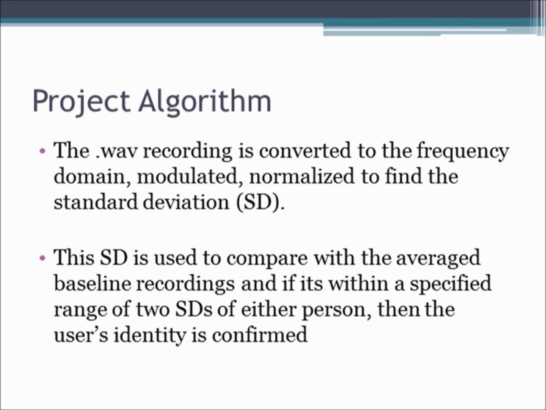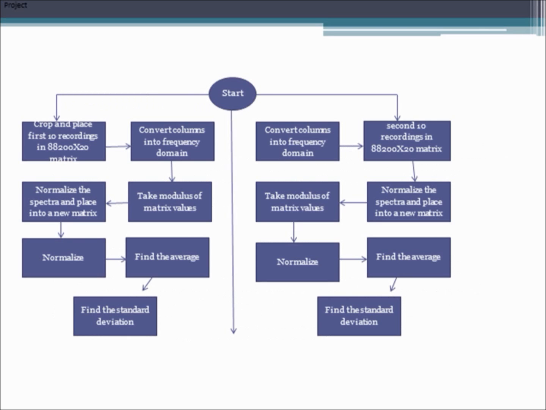The recordings are then stored as G1 to G10 for the first person and H1 to H10 for the second person. Using mathematical analysis of the frequency spectra, the standard deviations are calculated for person 1 and person 2. An identity is only confirmed if the recording is within 2 standard deviations of their respective calculated standard deviations. This is the flow diagram for the project script.